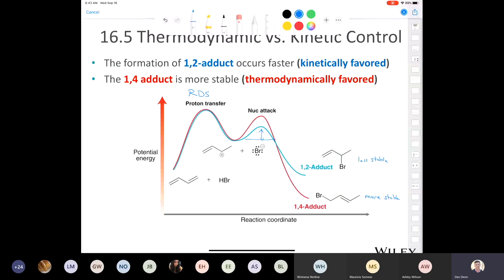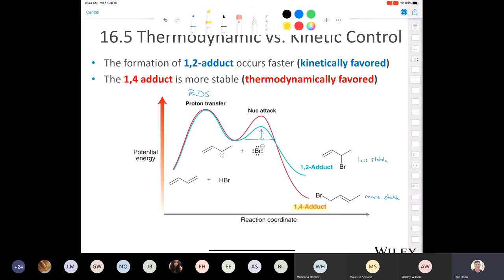The reason why you end up with the 1-2 at cold temperature is because it's based off of what's called the proximity effect, and the fact that the nucleophile is closer to the carbocation once the carbocation is formed. Whereas when you do the reaction at high temperature, it becomes reversible, and the nucleophilic attack becomes reversible, and it basically equilibrates to give you the 1-4 adduct as the major product.